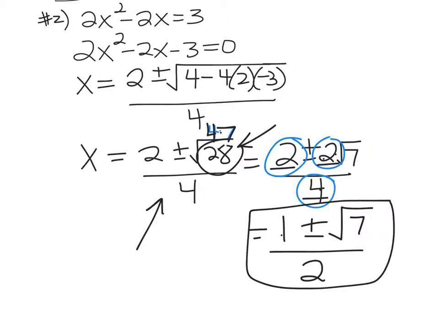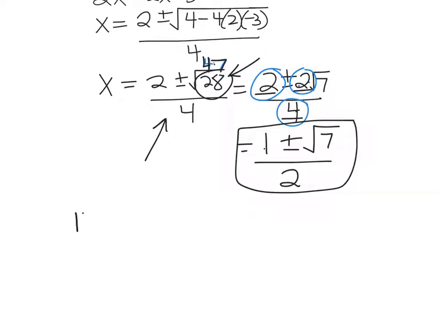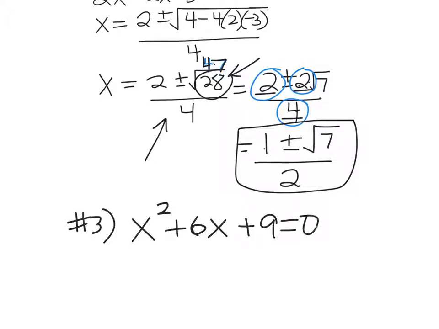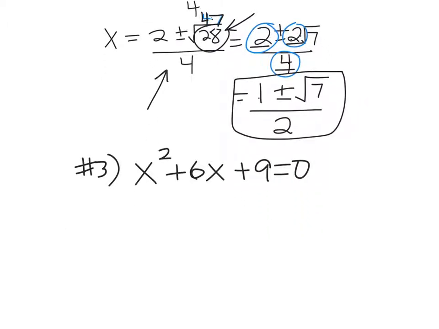All right, let's do one more of these, and then we'll do a word problem to complete our day. I handed back the test, yeah. Okay. All right, let's do this one. This one's kind of fun. X squared plus 6x plus 9. Now, I'm not giving you any options, okay? You don't have the option to graph or factor. Today is strictly quadratic formula.